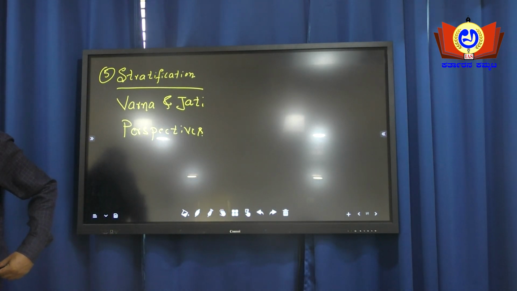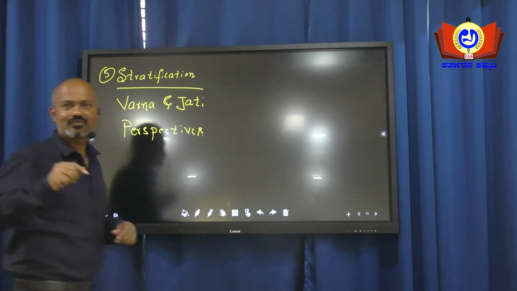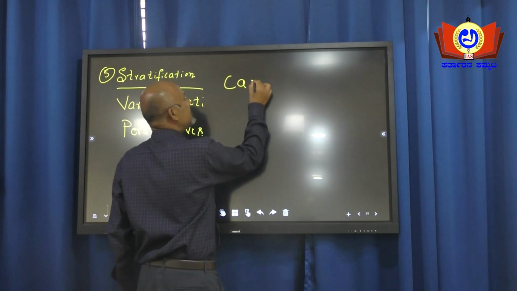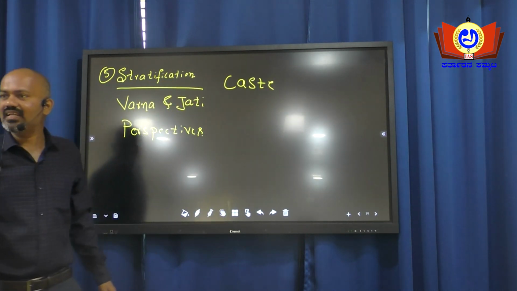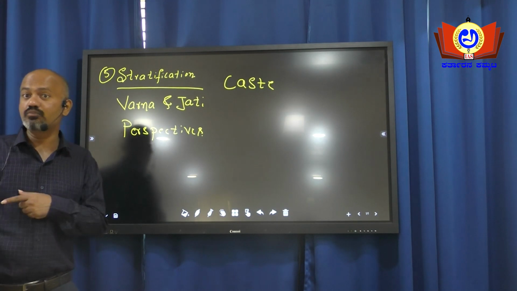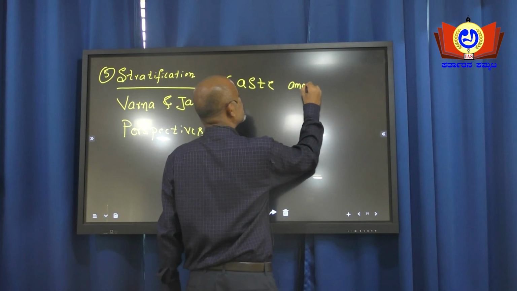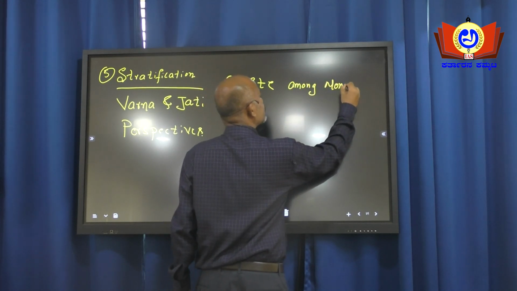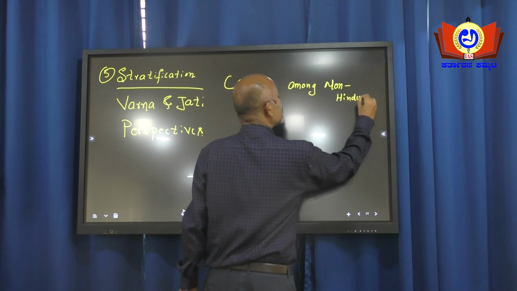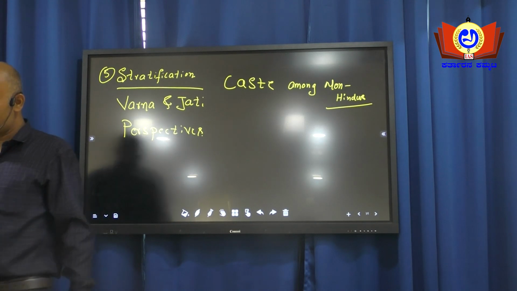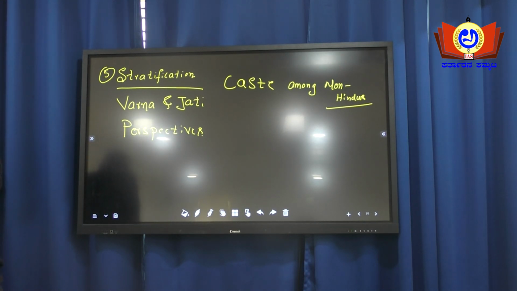The next thing is caste among non-Hindus. We will also discuss caste among non-Hindus. We know the caste system is there in Hinduism, but what about non-Hindus, Muslims, Christians and all? In the Muslim community also, certain caste systems are there. They have many: Ahmad is there, Khan is there, Ismails are there. So they do have some kind of caste-like arrangements.